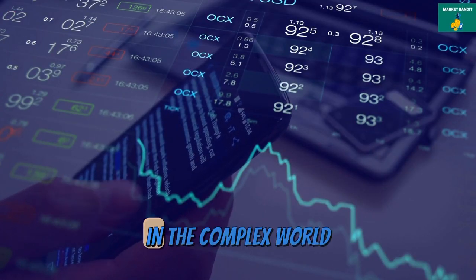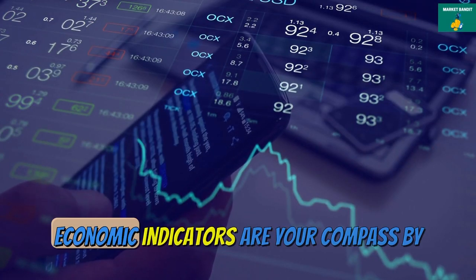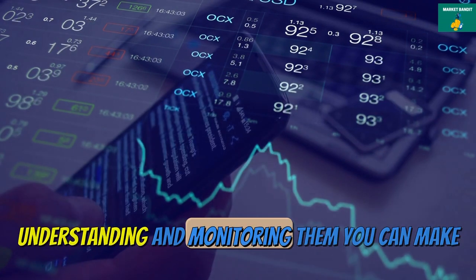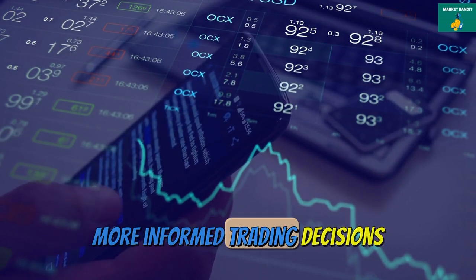To conclude, in the complex world of Forex trading, economic indicators are your compass. By understanding and monitoring them, you can make more informed trading decisions.